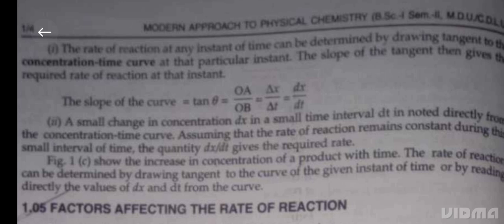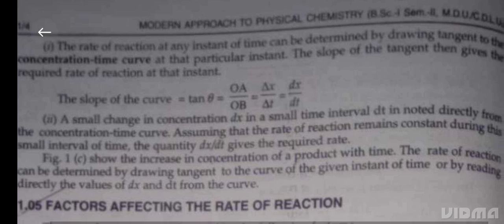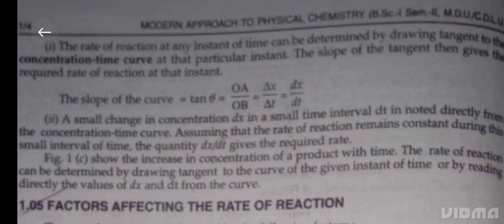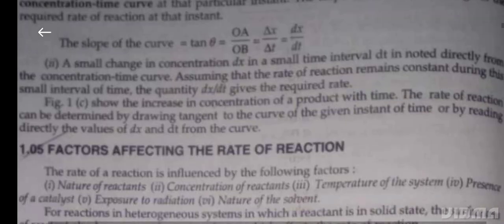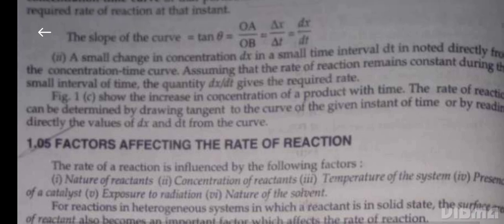A small change in concentration dx in a small time interval dt is noted directly from the concentration-time curve, assuming that the rate of reaction remains constant during this small interval of time. The quantity dx/dt gives the required rate. The figure shows the increase in concentration of a product with time. The rate of reaction can be determined by drawing a tangent to the curve at the given instant of time or by reading directly the values of dx and dt from the curve.